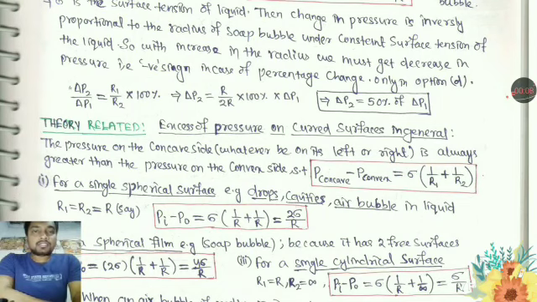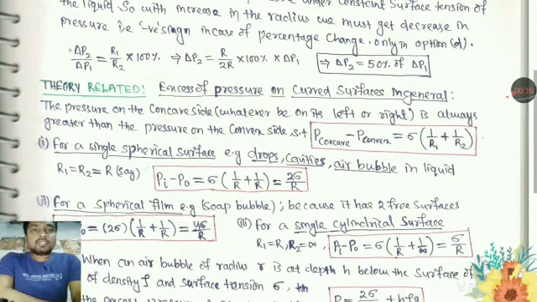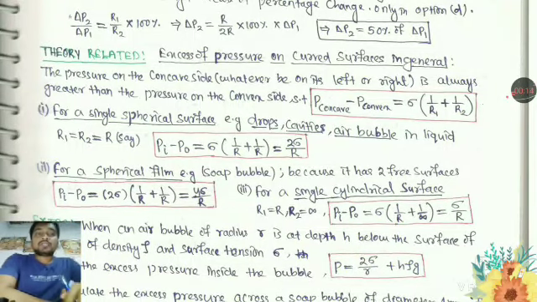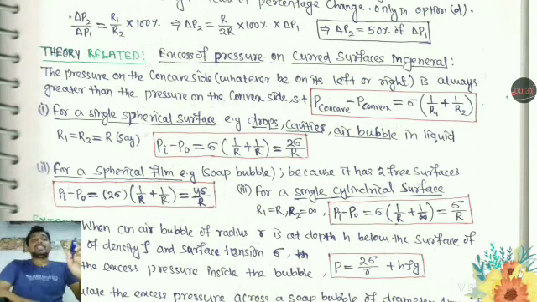Okay, that's all. What is the theory related? Excess pressure on a curved surface in general. In general, P concave minus P convex surface is equal to sigma times (1/R1 + 1/R2). Then different cases will arise for a single spherical surface, that is in case of drops, cavities, air bubble in liquid: P inside minus P outside equals sigma times (1/R + 1/R), equal to 2 sigma by R.